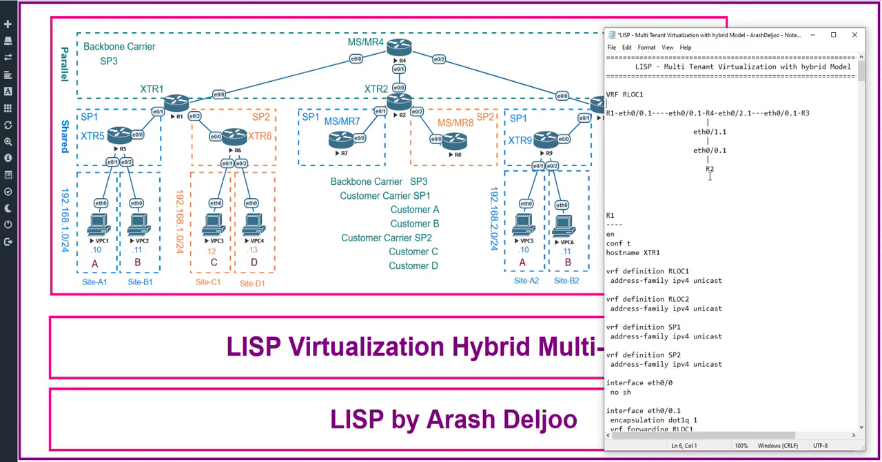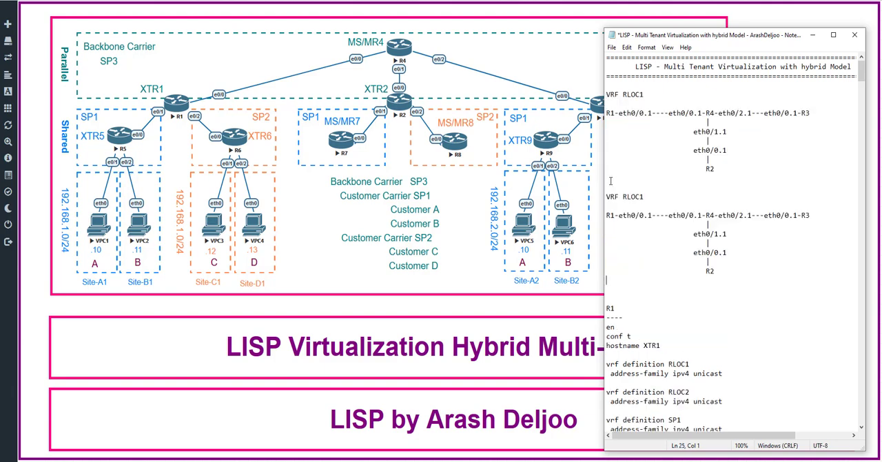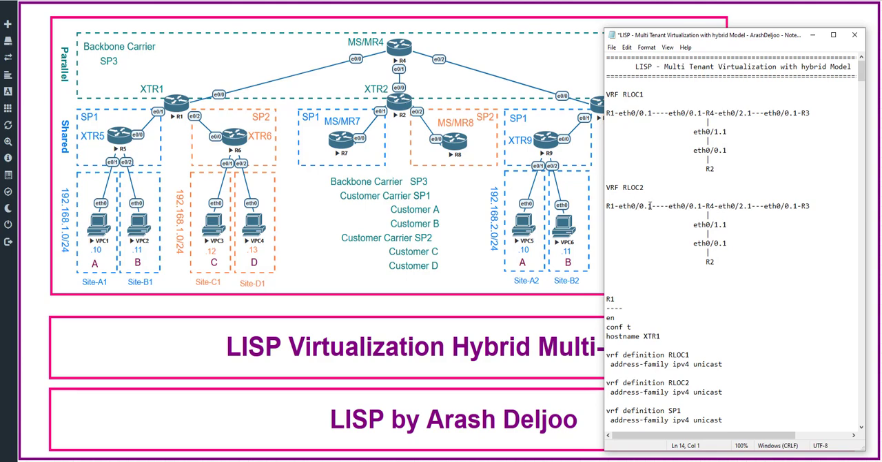Okay, also for VRF RLOOK2 we are using the same diagram. Okay, VRF RLOOK2. But here we are using interface ETH0/0.2, again here it is .2 on each link.